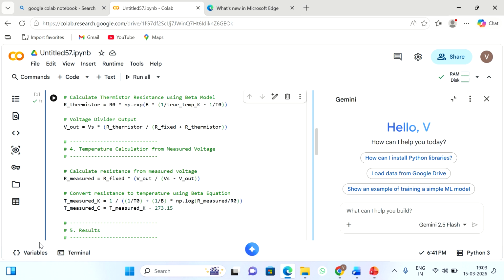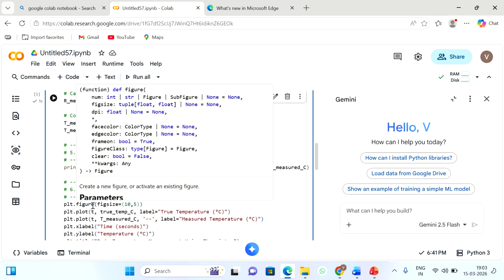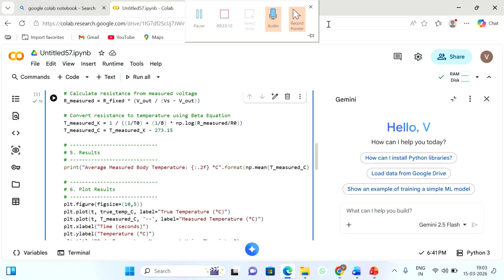Now we have to plot the result. So graph 1, we will get voltage versus time. It will show how output voltage changes with temperature. In step 2, we will get resistance versus time. So it shows the thermistor resistance variation. Then in the third graph, we will get true versus measured temperature. So the solid line will show the actual simulated temperature. Then the dashed line will show the calculated temperature. Both should match very closely.